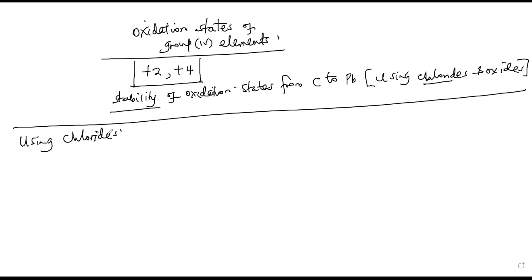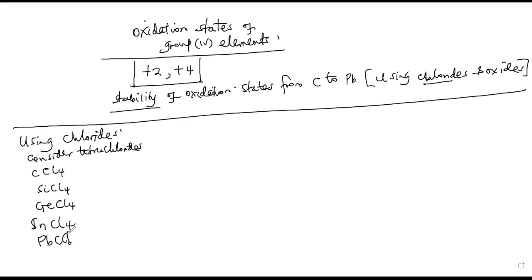If we had to use the chlorides to discuss the stability of these oxidation states, you need to first consider the tetrachlorides, because we know we have dichlorides and tetrachlorides. So consider tetrachlorides of group four. We have got carbon tetrachloride. We have got silicon tetrachloride. We have got germanium tetrachloride. We have got tin tetrachloride. We have got lead tetrachloride. All these tetrachlorides are liquids.